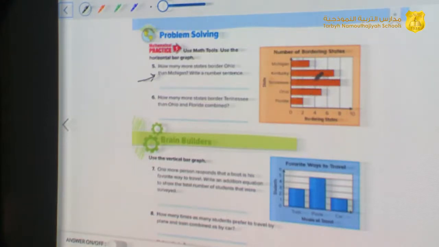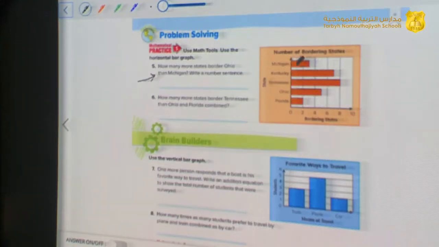From these data and these bars, how many more states border Ohio than Michigan? Write a number sentence. Now we want to compare the number of borders of Ohio and the number of borders of Michigan. So we will do subtraction. We will subtract the smaller number from the greater number. Ohio has how many bordering states? It is in the region between 4 and 6. What is the number between 4 and 6? Yes, it is 5.